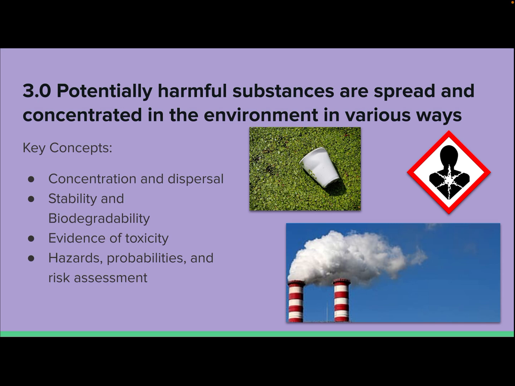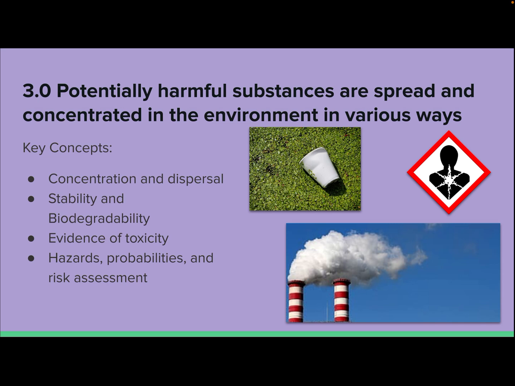All right, topic 3. I told you 2 would be a little shorter because we just did it. Potentially harmful substances are spread and concentrated in the environment in various ways. Key concepts: concentration and dispersal, stability and biodegradability, evidence of toxicity, hazards, probabilities, and risk assessment.